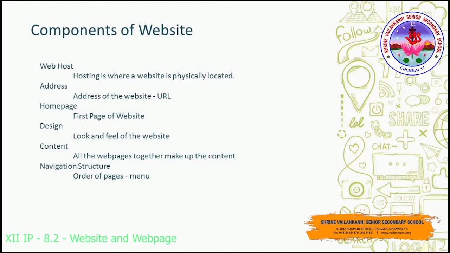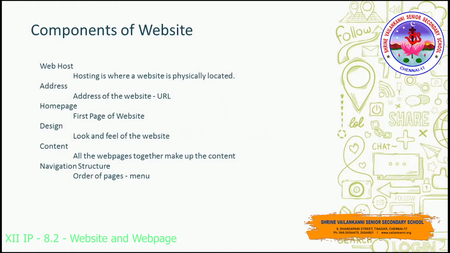The next one is the design. That is the look and feel of the website. The website should look very good and be attractive. It should have a limited number of images and other resources. Next we have content. All the web pages together make up the content. The website contains so many web pages, and each web page contains information. All these web pages together make the content of the website. For example, if it is a school website, all school-related information will be available in the web pages. That is the content of the website.